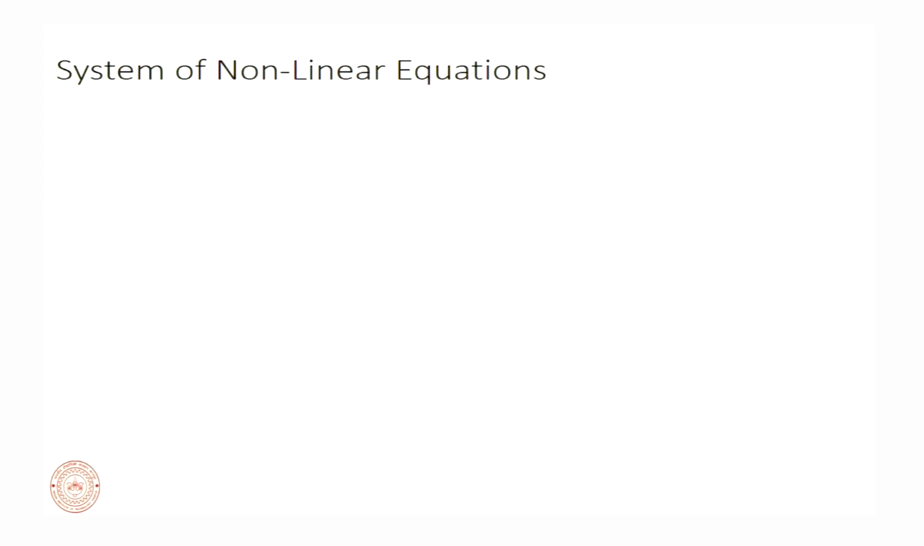Okay. Now, we have talked about a single nonlinear equation. If you have a system of nonlinear equations, for example, f of x1, x2 is a nonlinear function, and g of x1, x2 is again a nonlinear function. So, we have two functions and two variables.